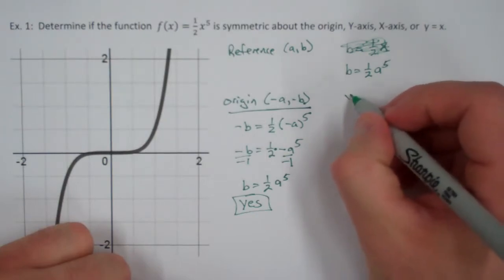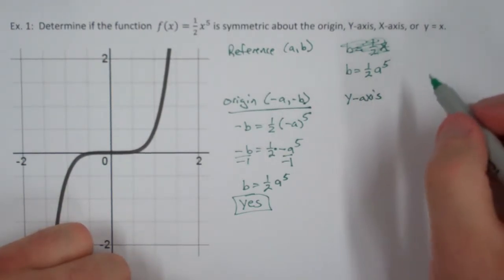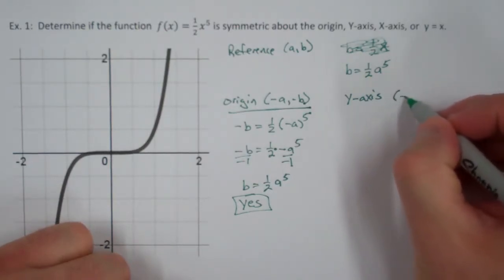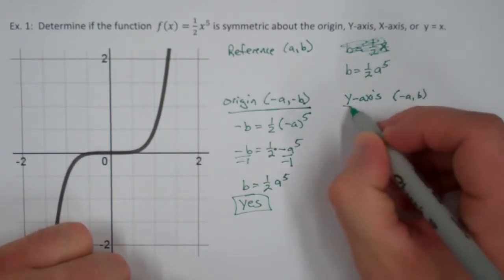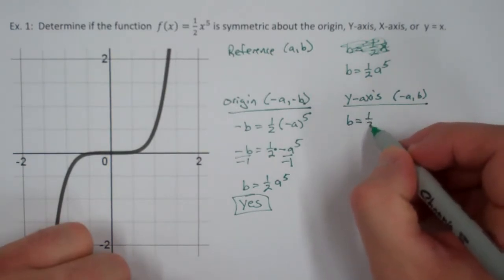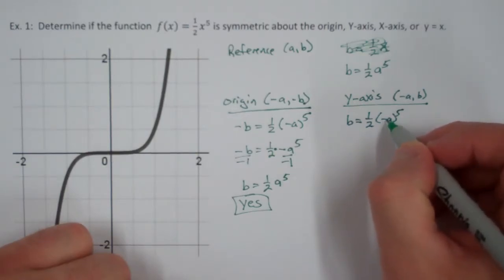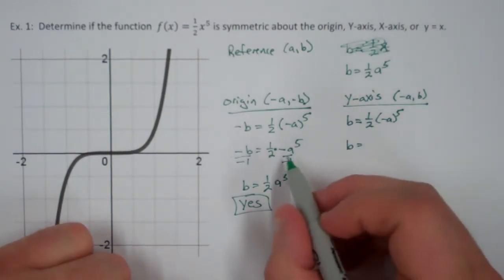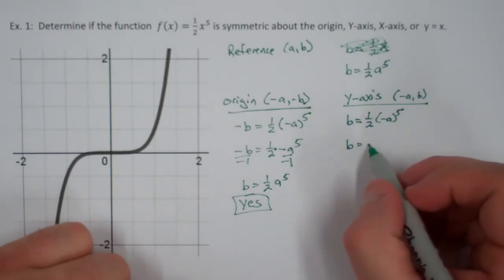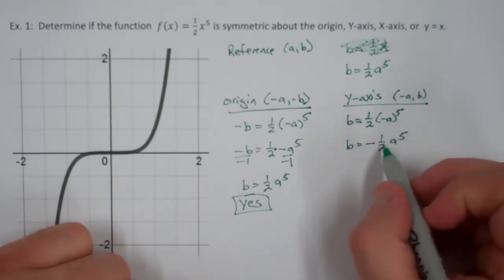Let's try the y-axis. So the test point for the y-axis is going to be -a comma b. We're going to plug that into our equation, and we'll use parentheses here. Remember that that negative sign can come out to the front here. I didn't do that on the left-hand side, but you can move that out to the front if you'd like. We just have a to the 5th.